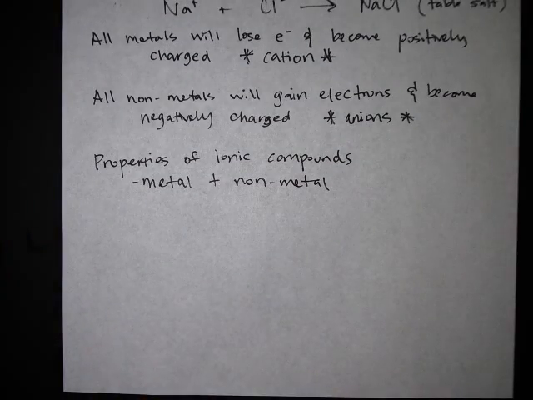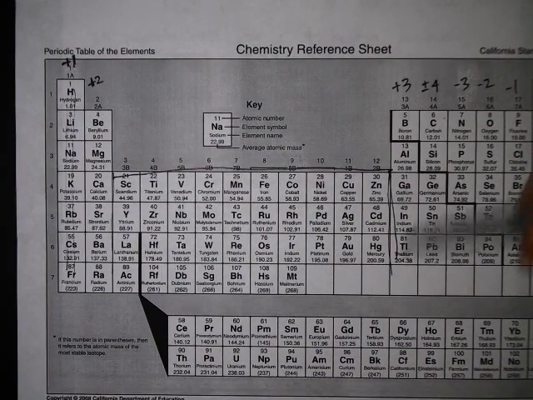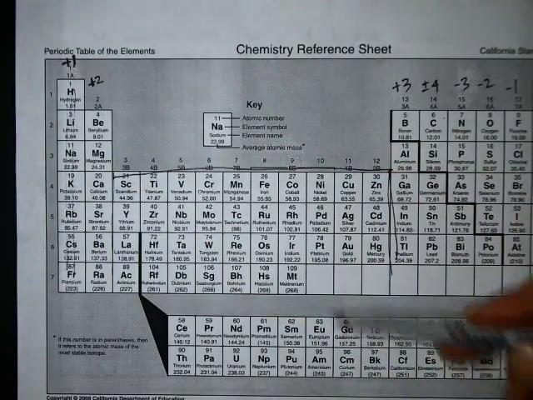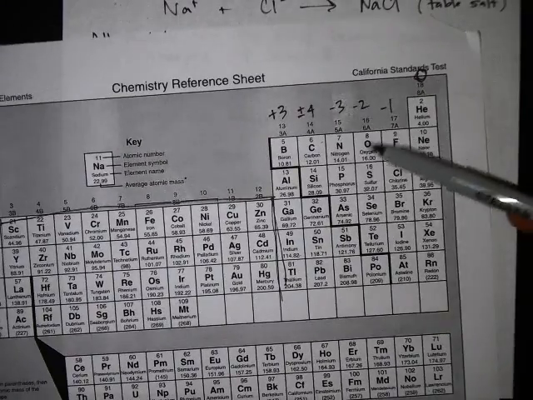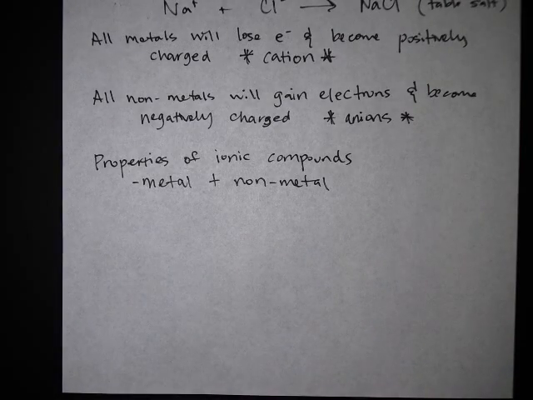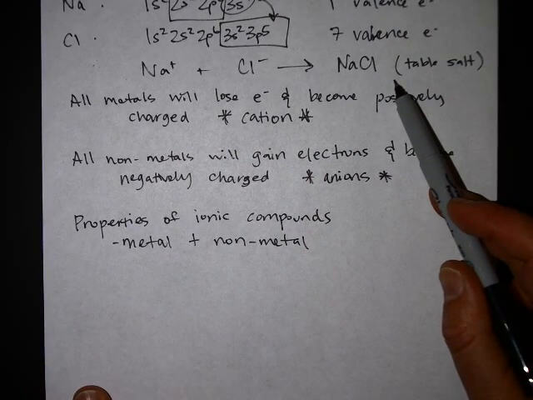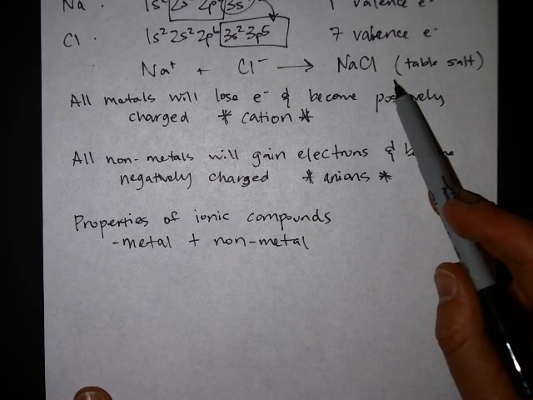We didn't say this, but I think we remember the metal side is everything left of the stair-step line, so all of this is all metals up here, up there, and down there. And all the nonmetals are the very small right-hand corner right here. That's the nonmetals. So they're always made of metal and nonmetal. And then salt is actually a pretty good representative ionic compound.